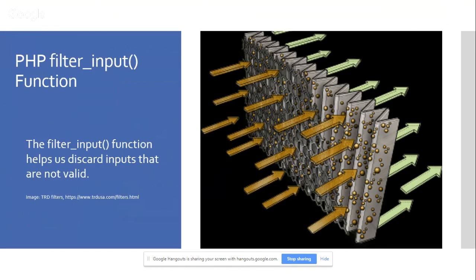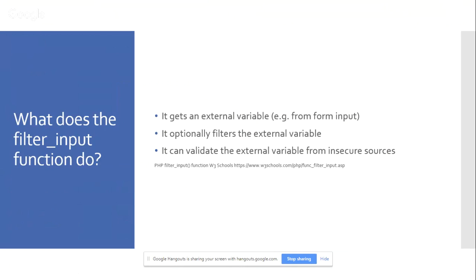So the PHP filter input function is a function that helps us discard inputs that are not valid. And I like to show this image because if you think about a filter, it kind of retains anything that we don't want. So in this case, it helps us retain things that we don't want in our code or in our output.